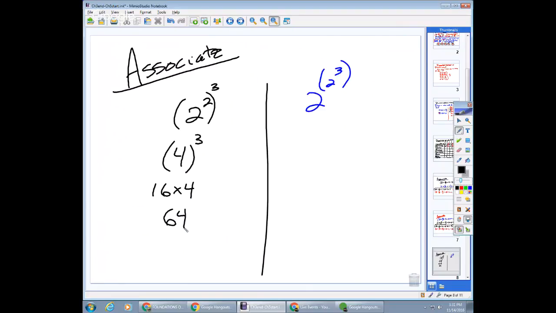I think the left one's 64. And we get that? How about the one on the right? Ooh, 2 to the 8th, that's rough. Let's see. 2, 4, 8, 16, 32, 64, 128. That's 8 fingers, I think. No, that was 7. 256. Anybody get 256 on that one? You get that? Okay. That's quite a bit different. Yeah, I would say not associative, right?